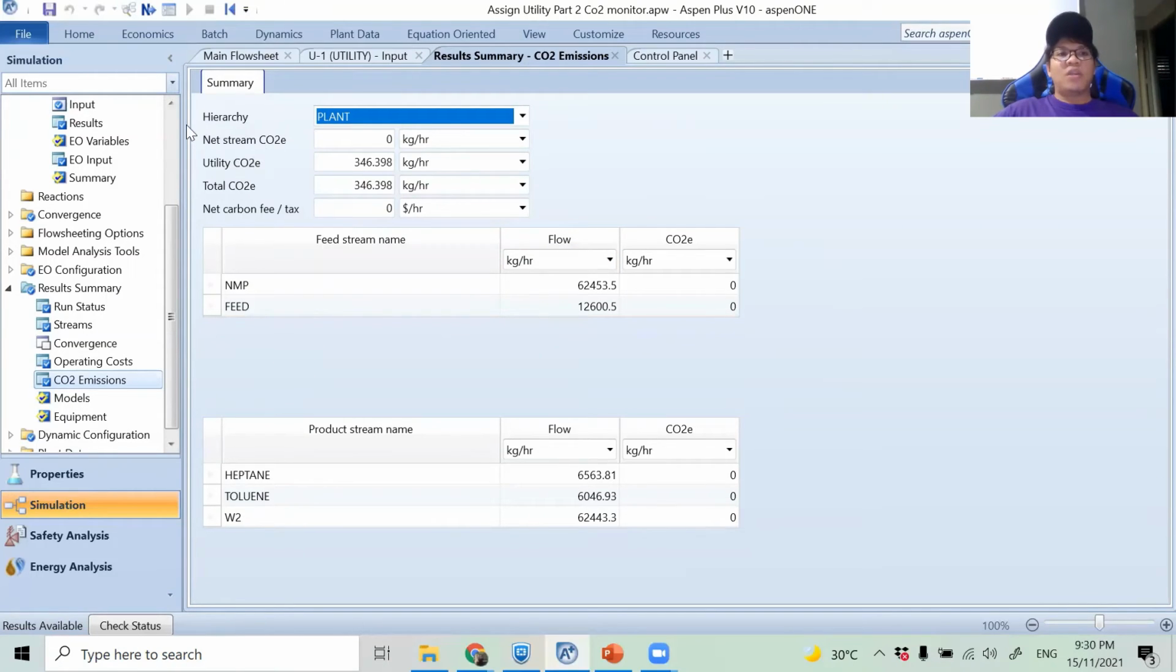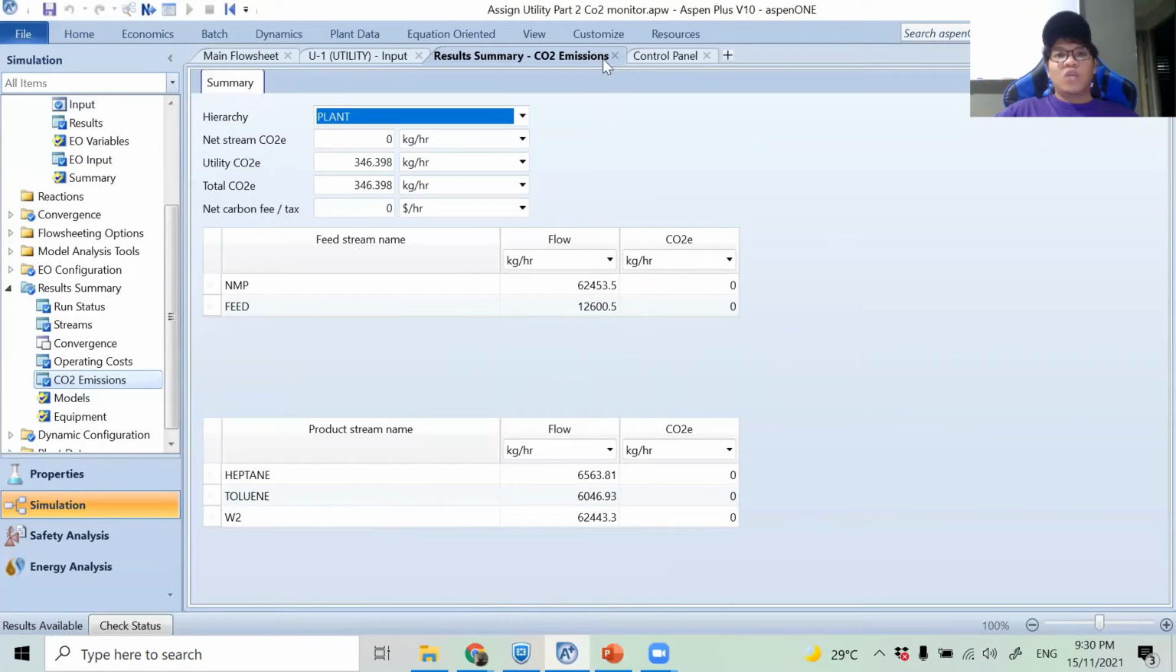Next, I'm going to talk about net stream CO2, which is CO2 coming from your feed stream minus the product stream. If your stream has CO2, then you will have a CO2 here.